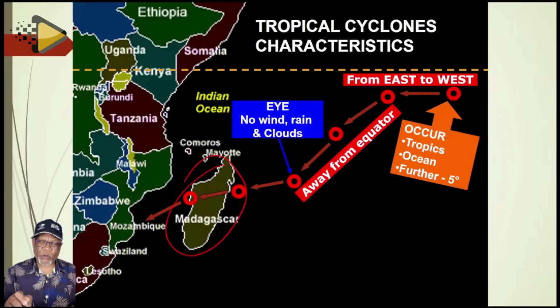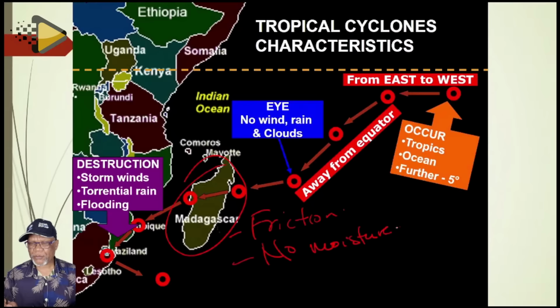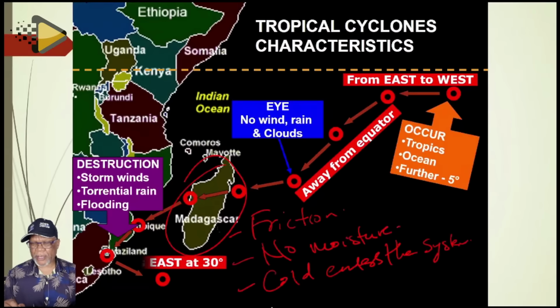And then when a tropical cyclone moves over the land, it dissipates over the land. Why do tropical cyclones dissipate over the land? Because there is friction over the land. Friction is high, no moisture. And then the cold air enters into the system. So there is less water as well. So that is why a tropical cyclone will die over the land.